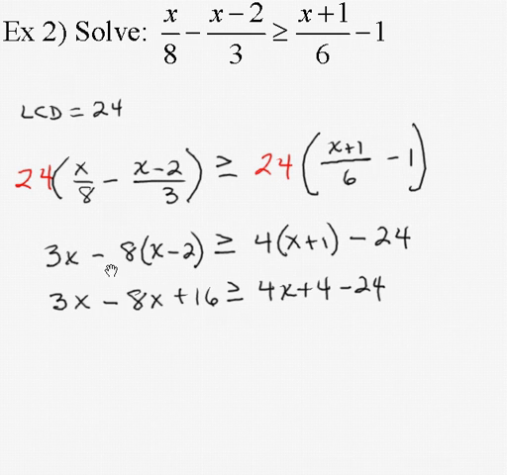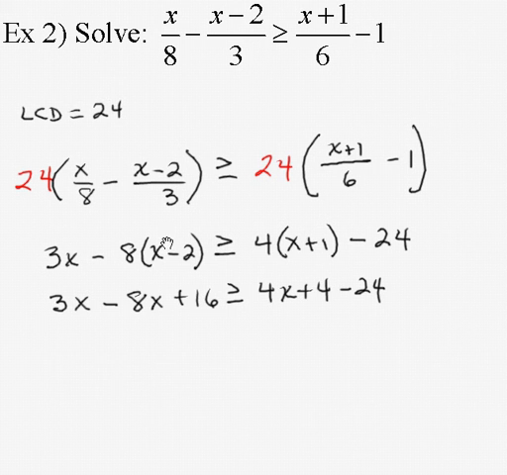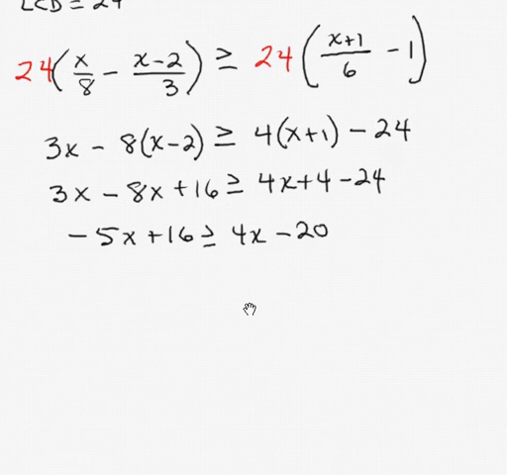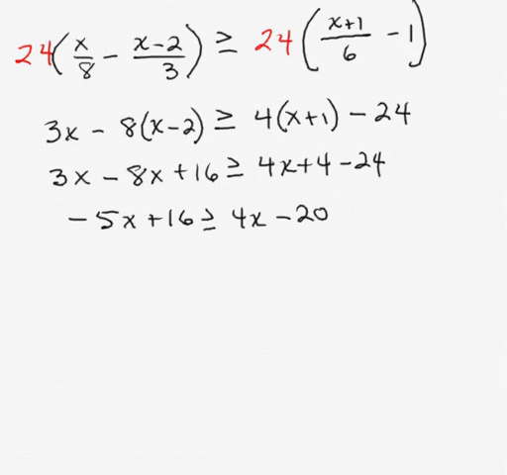Much easier to consider when we don't have any fractions. Distributing out the negative 8 gives me negative 8x plus 16. Distribute out the 4 gives me 4x plus 4. Let's simplify. 3x minus 8x is negative 5x. 4 minus 24 is negative 20. Let's get all the x's together on the same side of the inequality, so we'll subtract 4x from both sides. Negative 5x minus 4x is negative 9x. Let's subtract 16 from both sides, so negative 20 minus 16 is negative 36.